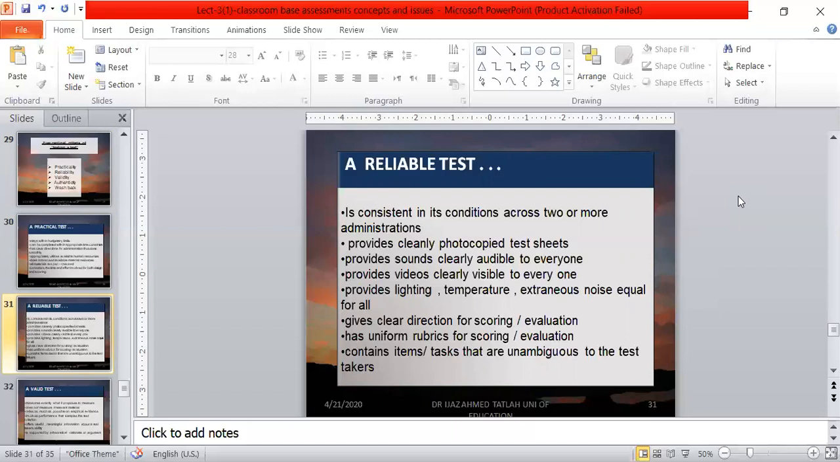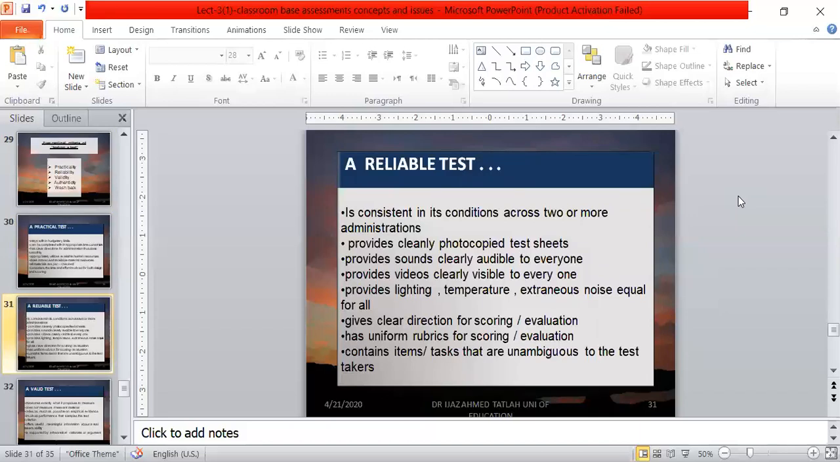It has consistency in it. So its consistent nature in its conditions across two or more administrations makes it reliable. It provides cleanly photocopied test sheets. It provides sounds clearly audible to everyone.